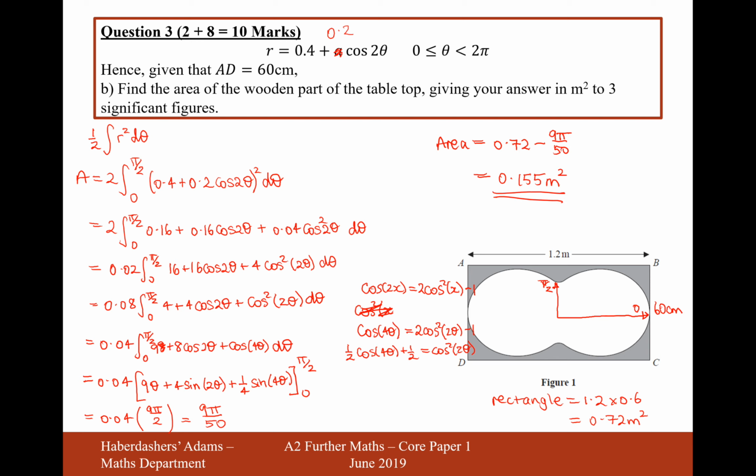So there we are, that's the answer for question 3, worth 10 marks in total. A lot of being careful on your integration there. Don't do too many steps in one in this question, because you can get yourself muddled. Make sure you replace your cos squared with a double angle formula, and we get 9 pi by 50. Subtraction will give us 0.155.